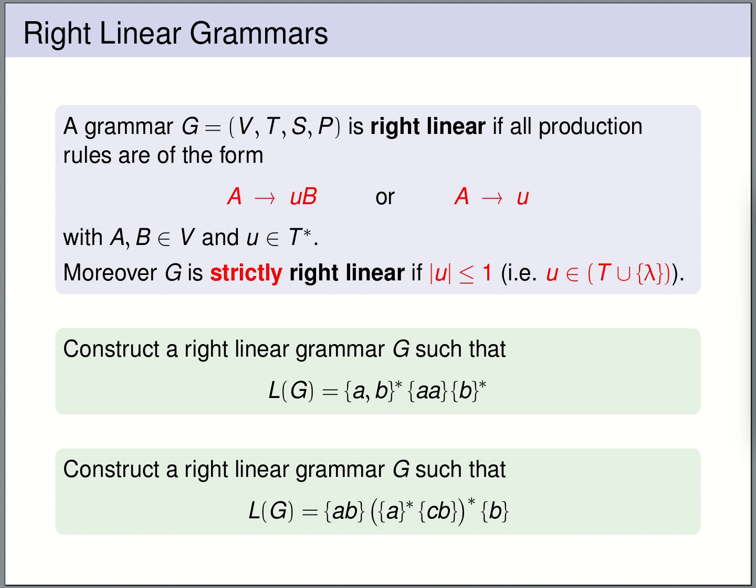In the second exercise, we are asked to give a right linear grammar for this language. So the words in this language start with AB always, and then they are followed by an arbitrary number of times a word from this language. So you have here this Kleene star, meaning an arbitrary number of times words from this language. What's in this language: the words start with an arbitrary number of A's followed by CB. And once this part is finished, the word ends with a B. So again, we are asked to give a right linear grammar for this language.